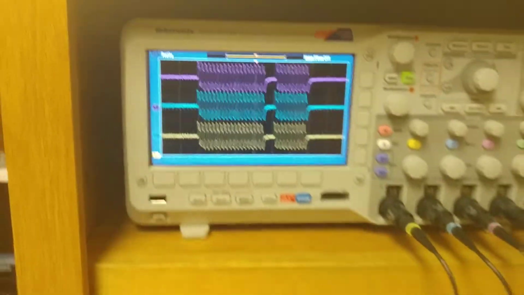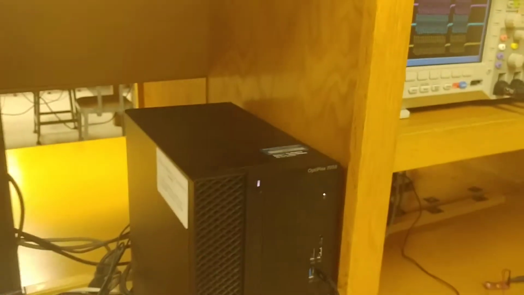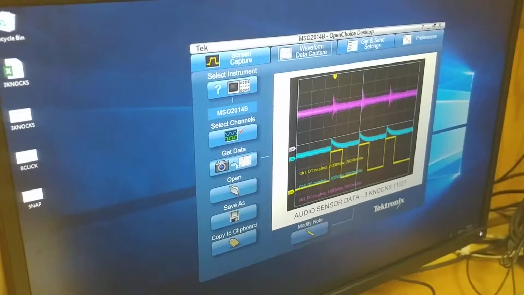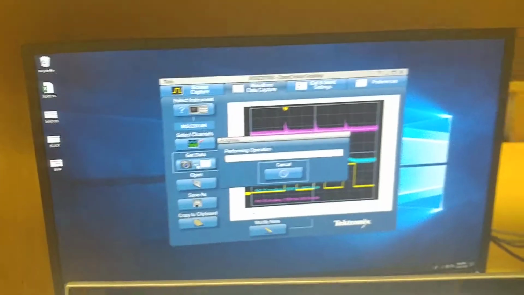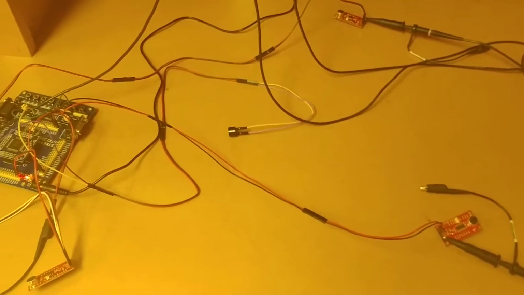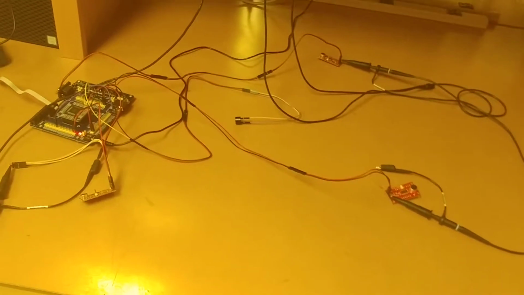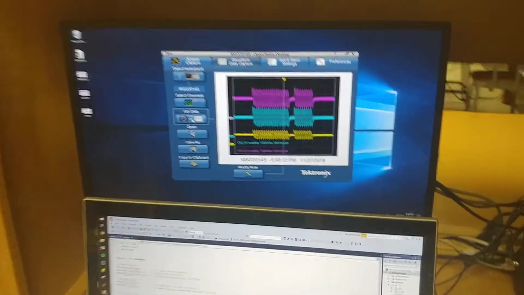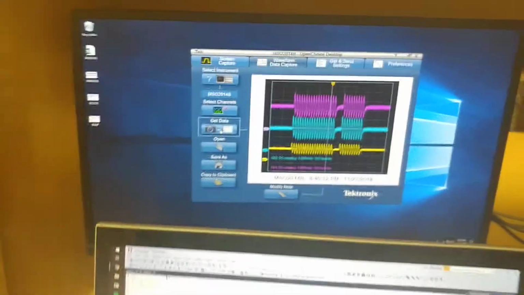But we can actually get data out of the oscilloscope and directly save it on the computer. Get data. And then we can save it as a CSV and plug it into MATLAB and analyze it from there instead of analyzing it on board on the actual microcontroller. But ideally, I would like to actually not only sample from the microcontroller, let's actually redo that here.